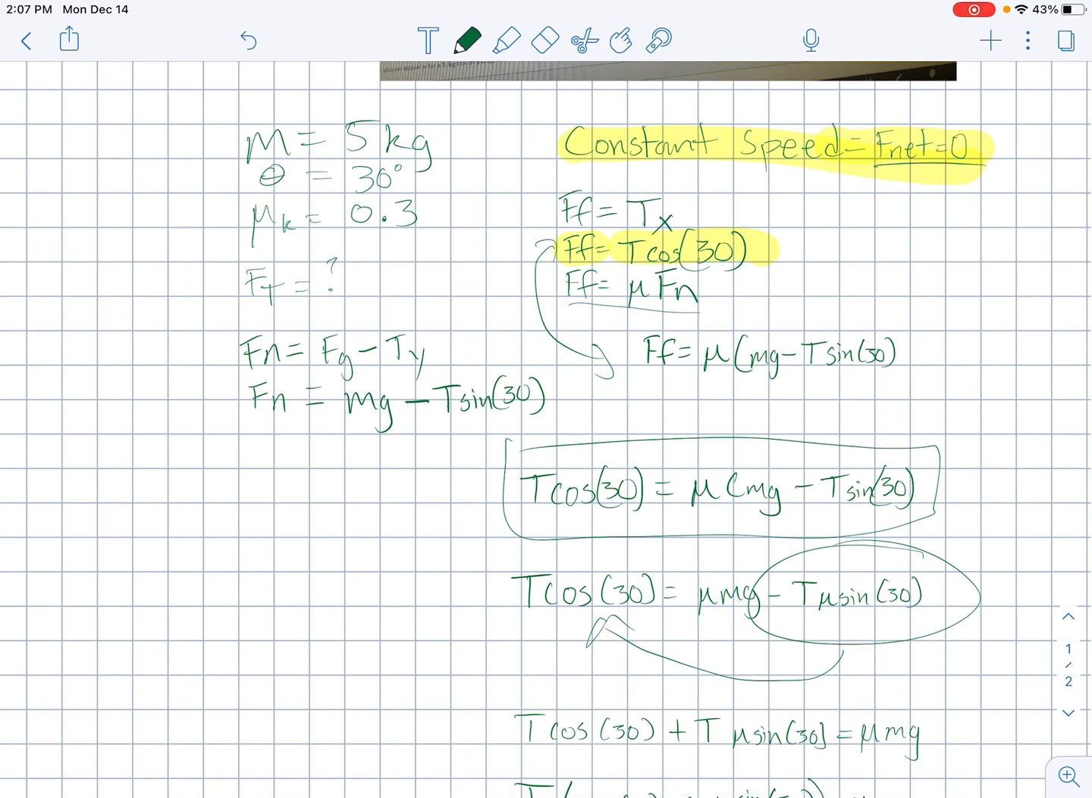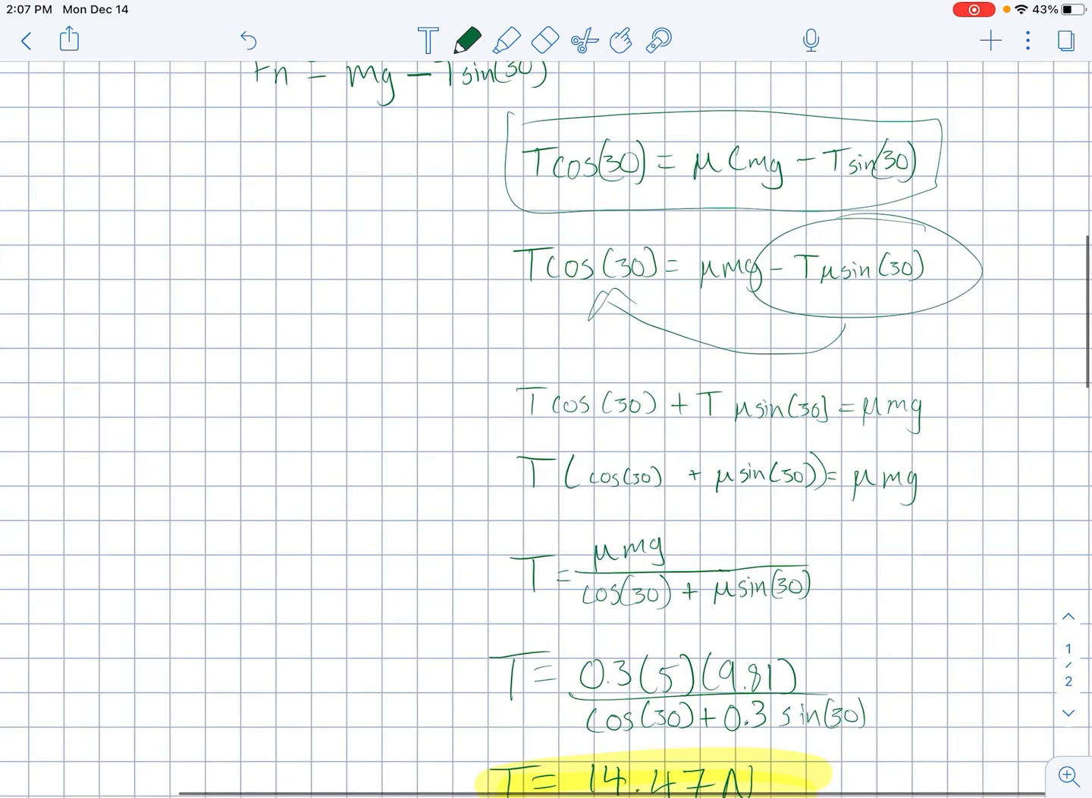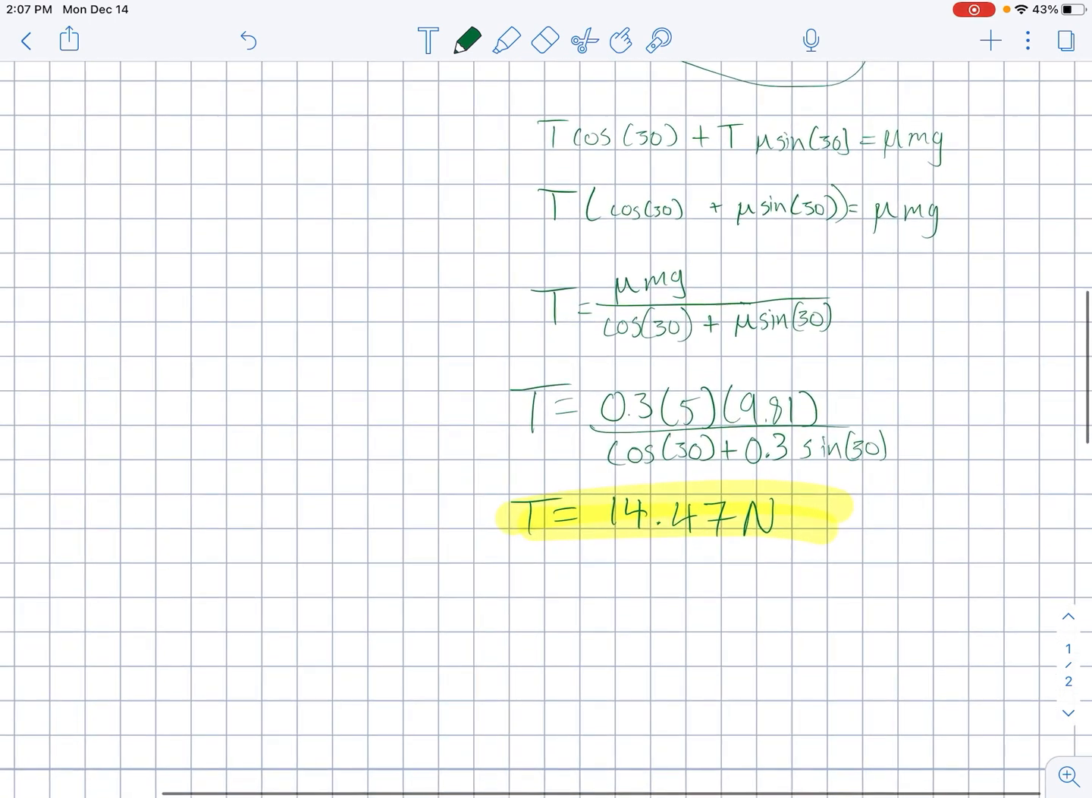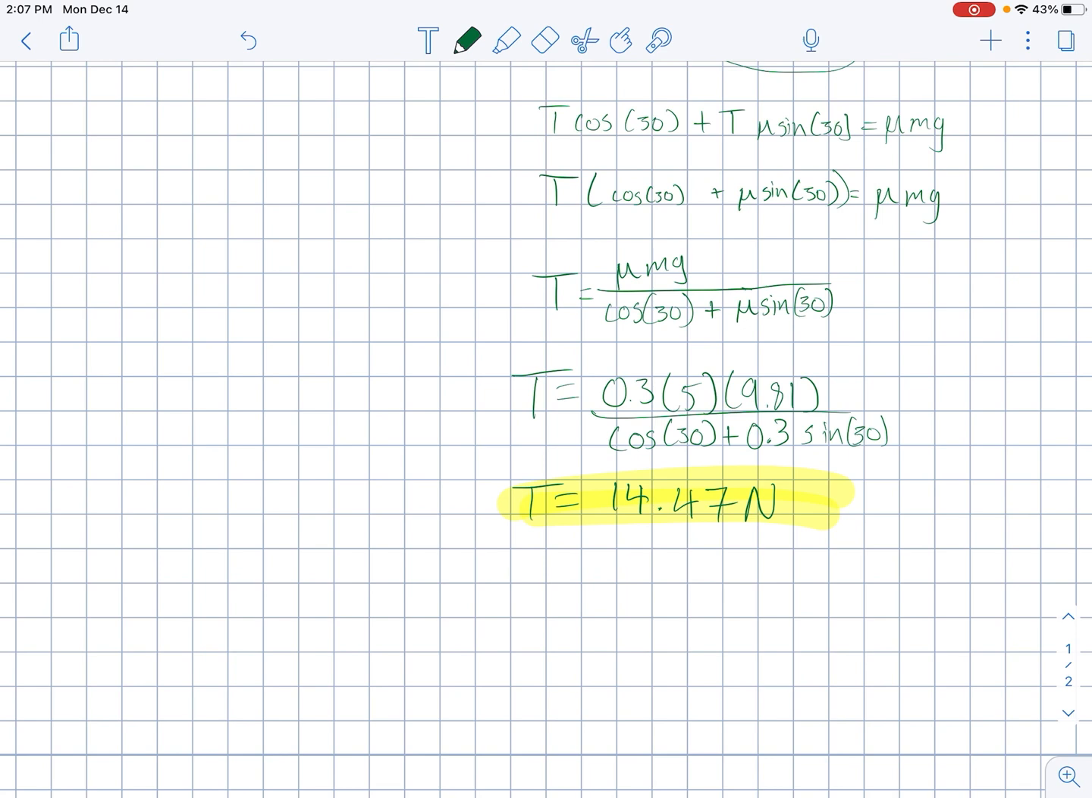All right, then from here, it is just rearranging our equations until we're able to get T, our tensional force, by itself. So you notice at no point do we do any calculations. We just did a lot of rearranging, until we get to our final equation, which was tensional force equals mu mg divided by cosine 30 plus mu sine 30. At that point, we're able to plug in the numbers and simply calculate.